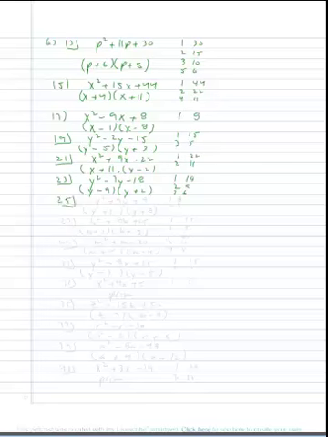Okay, 25. We have y squared plus 9y plus 8. So going through the factors of 8, 1 and 8, 2 and 4. I need both those factors to add up to 9, so y plus 1, y plus 8. 27. b squared plus 8b plus 15. Factors of 15, 1 and 15, 3 and 5. I need those to add up to 8, so b plus 3 and b plus 5.